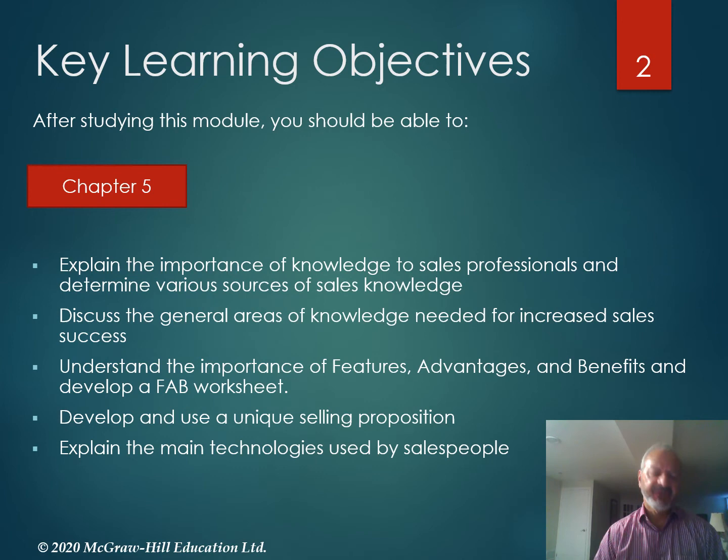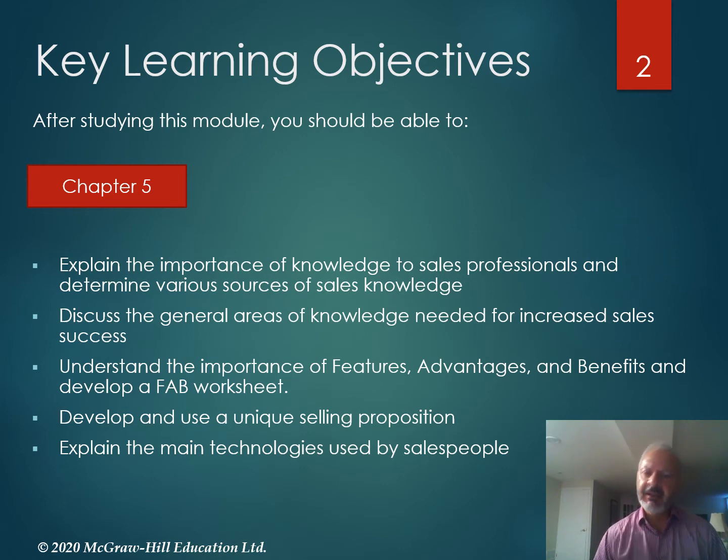So successful salespeople are knowledgeable individuals. They spend a lot of time and effort becoming experts in their field. And so the key learning objectives of Chapter 5 are as follows. We want to be able to explain the importance of knowledge to sales professionals and determine the various sources of knowledge. In other words, why is it so important for salespeople to be knowledgeable about their selling situation? And where do they acquire this knowledge? So that's going to be part of the Chapter 5 material.